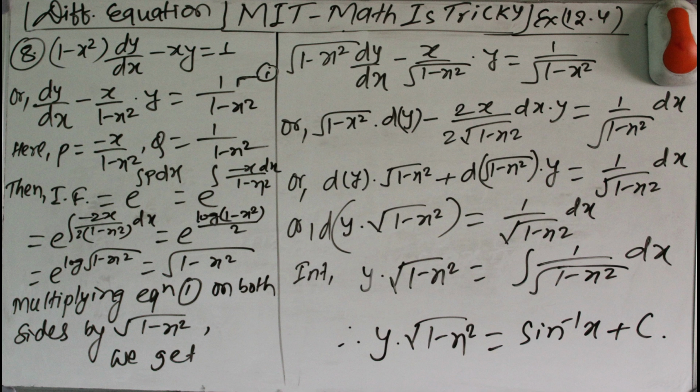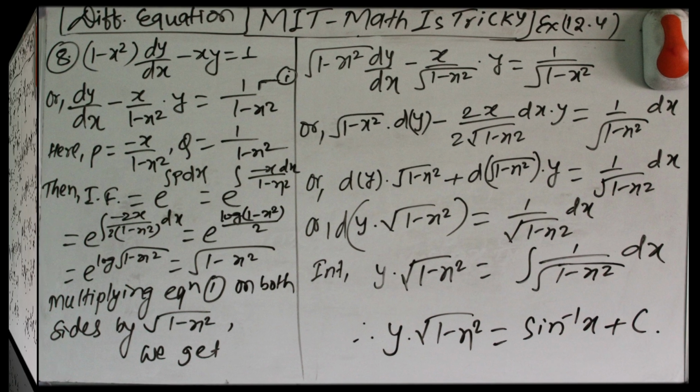So integrating both sides, we get y into square root of 1 minus x squared equals integration of 1 by square root of 1 minus x squared dx, which is simply sine inverse x. Therefore we get y into square root of 1 minus x squared equals sine inverse x plus c. This is the required answer for question number 8.